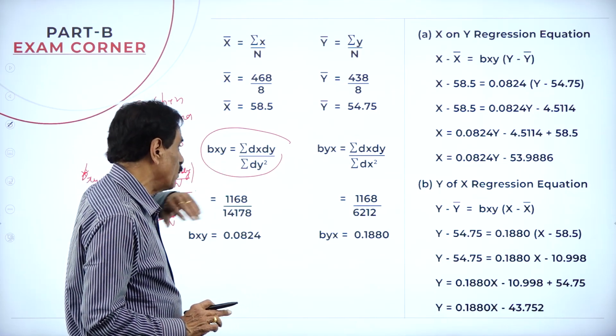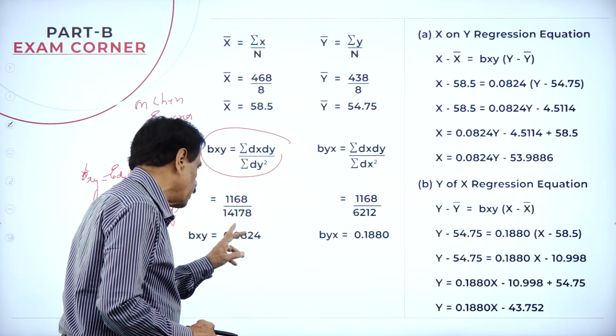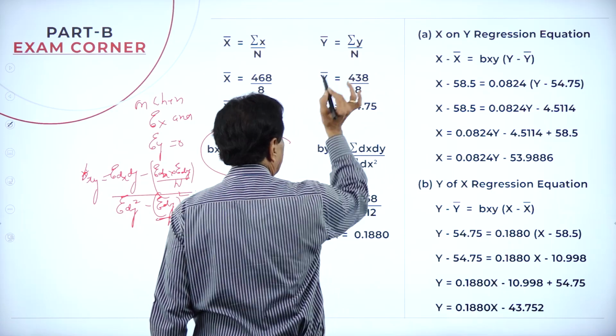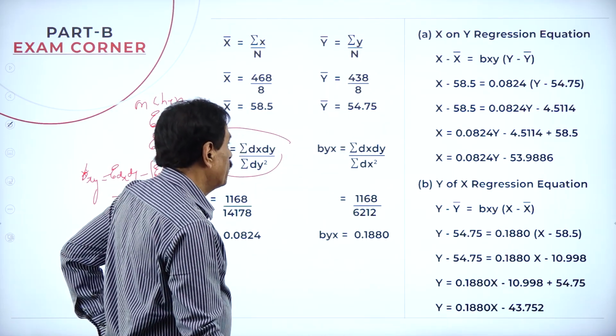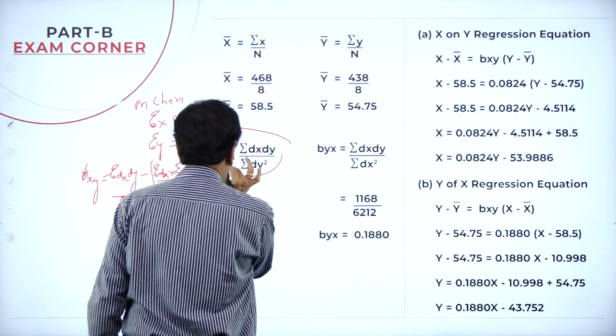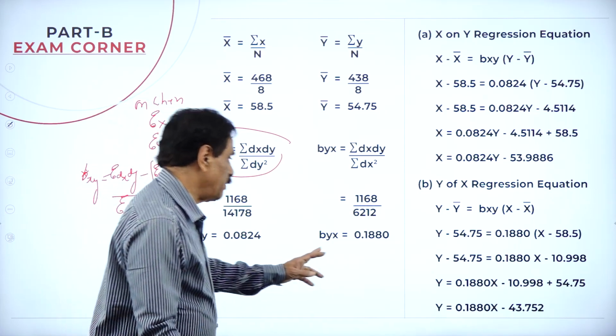Here it is equal to 0. Sigma dx dy divided by dy square, 1168 divided by 14,178. It will come to 0.08. So y mean is sigma y divided by n. Y mean is 438 divided by 8, 54. Byx is the same thing. Here no yx. Here y means y square, x means x square, 1168 divided by this one.